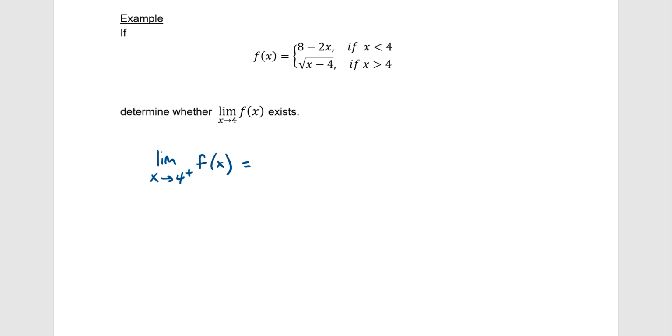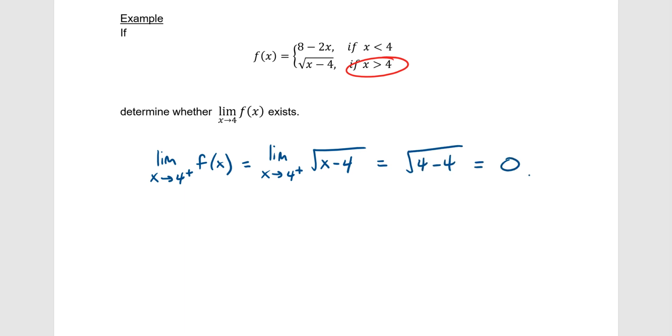So if we're going to the right of 4, that means we're using the second function, right? Because that's x greater than 4. So this is going to be the limit as x approaches 4 from the right of the square root of x minus 4. And all we have to do now is direct substitution. Square root of 4 minus 4, that gives us 0.